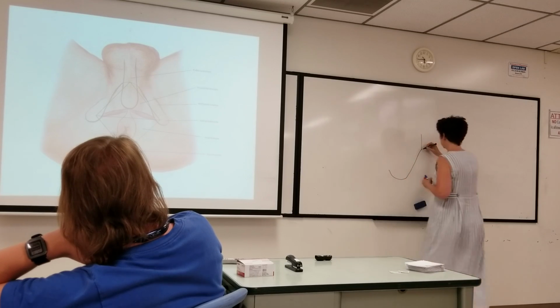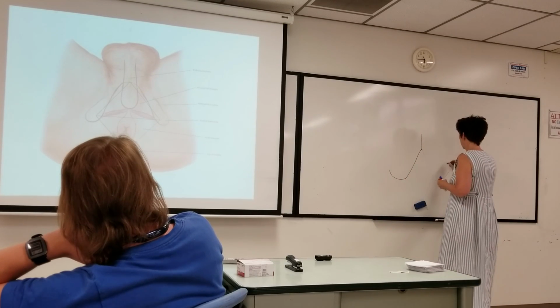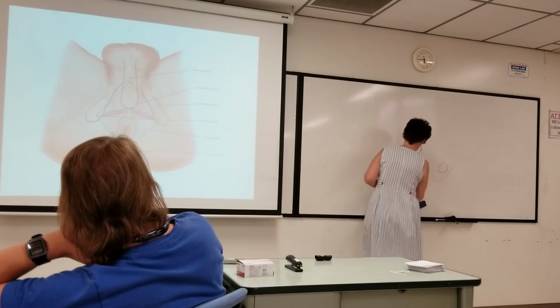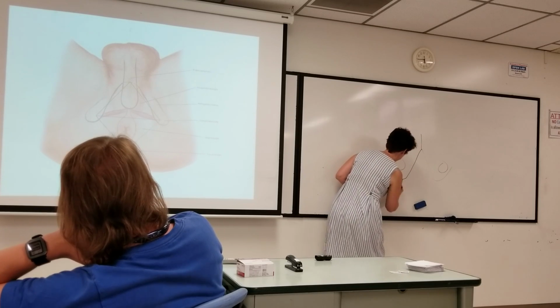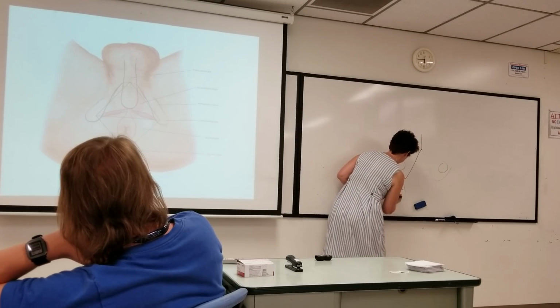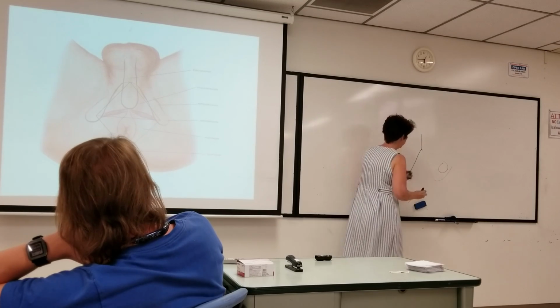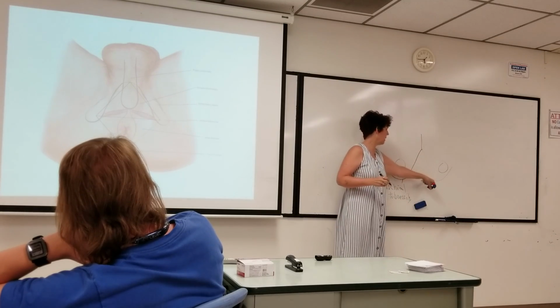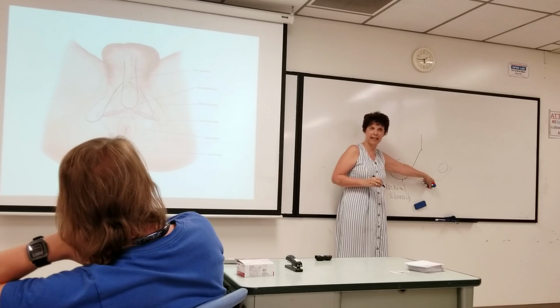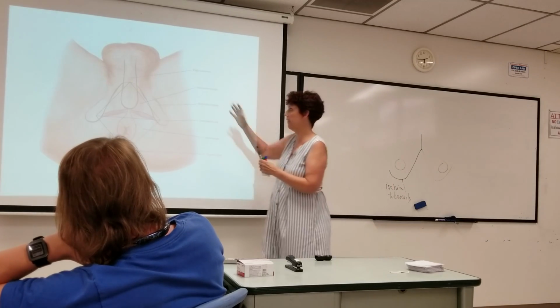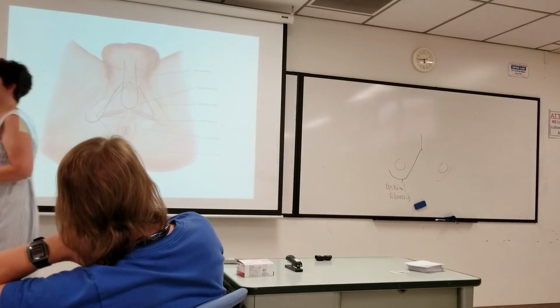the pubic angle, obturator foramen, ischial tuberosities, inferior pubic ramus, and ischial rami. Okay? So that's kind of what we're looking at here.